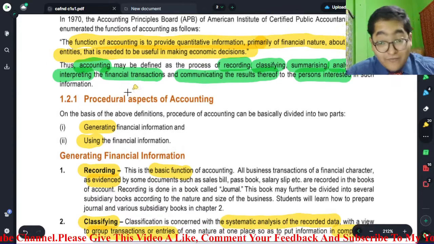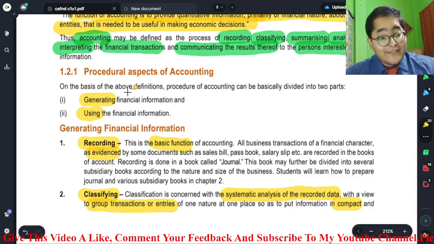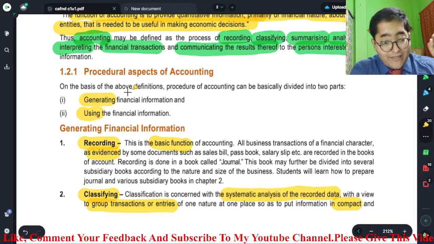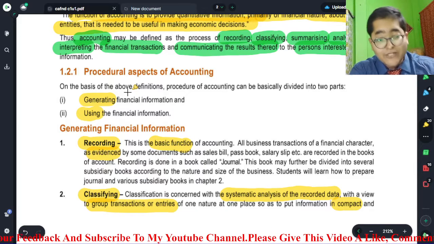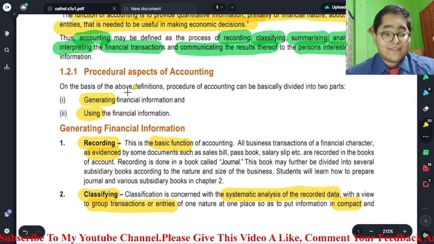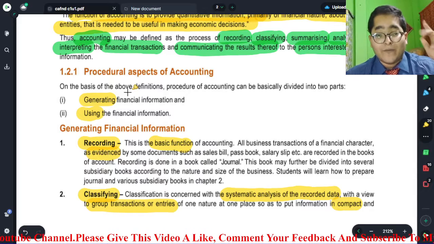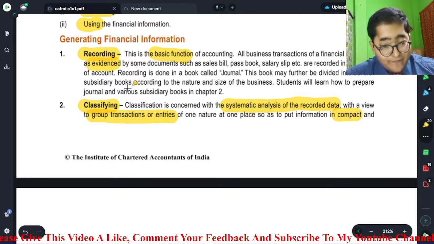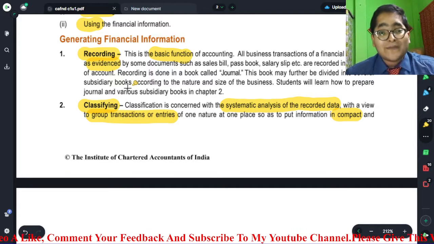So from the above definition, from the above discussion, now come the procedural aspects of accounting. The procedural aspects of accounting consist of generating the financial information and using the financial information. I have already discussed the same thing. Generating financial information: recording, the basic function. Recording is the basic function.